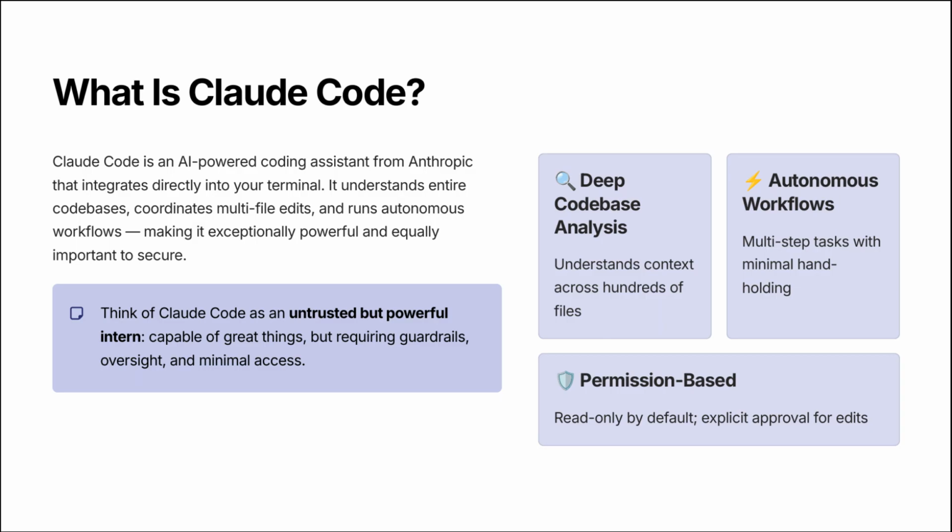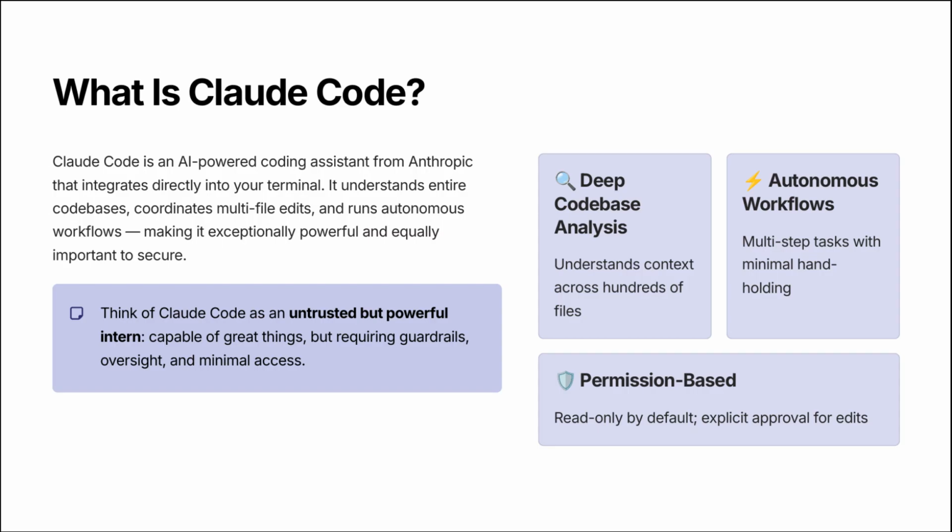Claude Code is an AI-powered coding assistant developed by Anthropic which can be integrated directly into your terminal. What makes Claude Code exceptionally powerful is its ability to understand entire code bases, coordinate edits across multiple files, and run autonomous workflows. However, it is crucial to think of Claude Code as an untrusted but powerful intern. It is capable of doing great things but requires guardrails, oversight, and minimal access. Just like an intern, it needs guidance and constraints to ensure it operates effectively and securely.